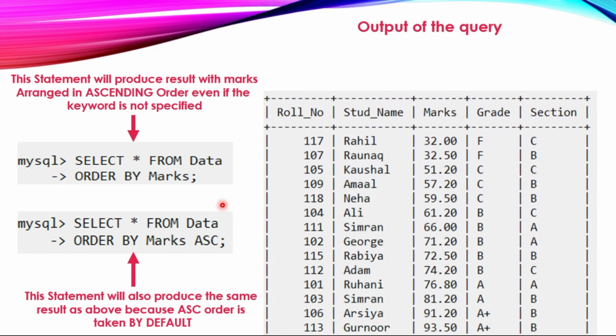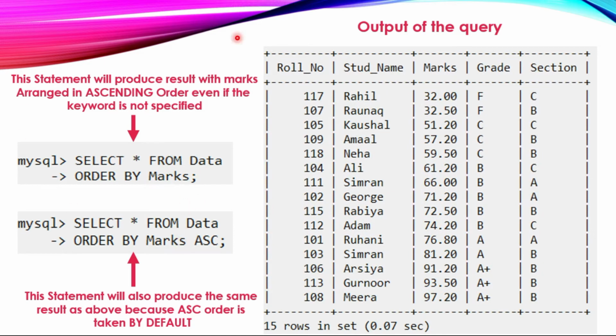So here you can see the output. The output of both the query is going to be same. My data is going to get sorted in ascending order. Order by marks. So you have to see this column, that is marks. And here you can see my data is sorted in ascending order.